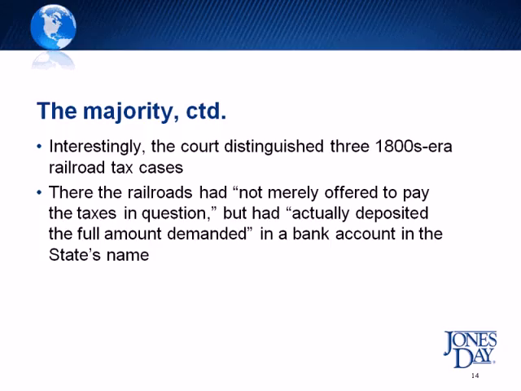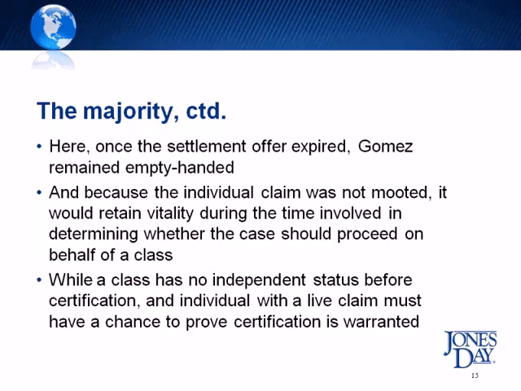Interestingly, the court distinguished three 1800s railroad tax cases. Why does that matter? Well, in those cases, the defendant had not merely offered to pay, like an offer of judgment here, but had actually deposited the full amount demanded in a bank account in the state's name. Here, once the settlement offer expired, Gomez remained empty-handed. And because the individual claim was not mooted, a fortiori, the class could proceed.